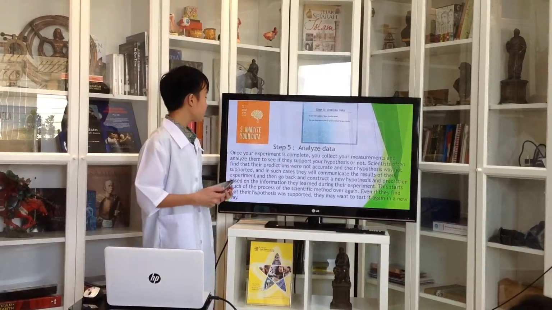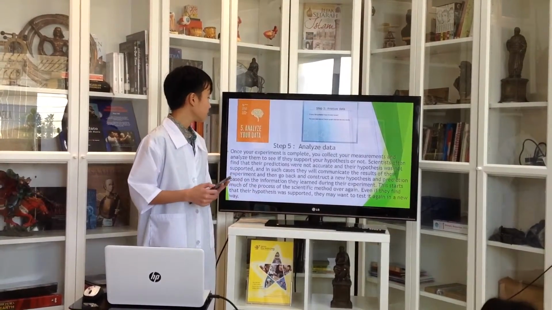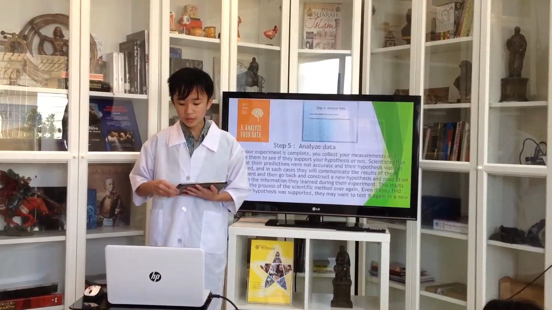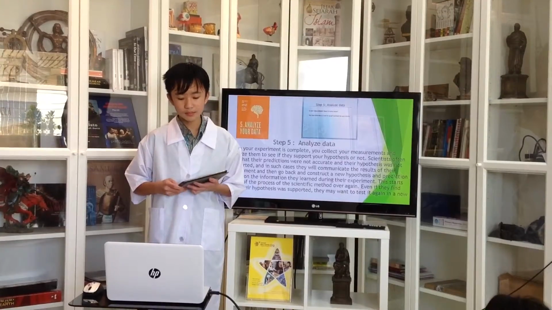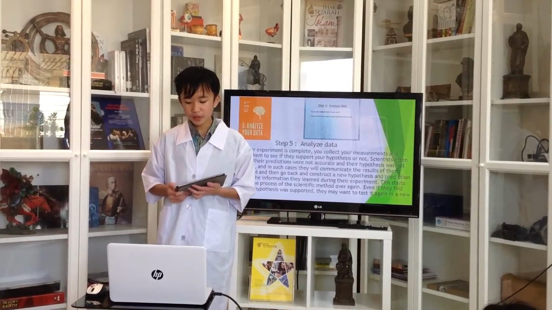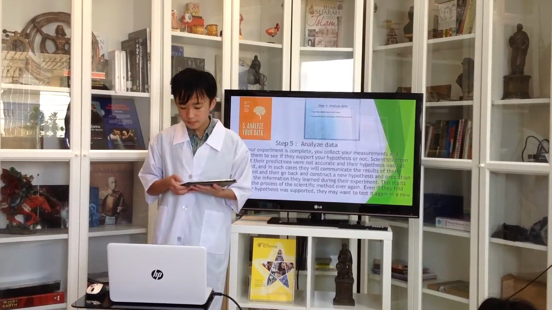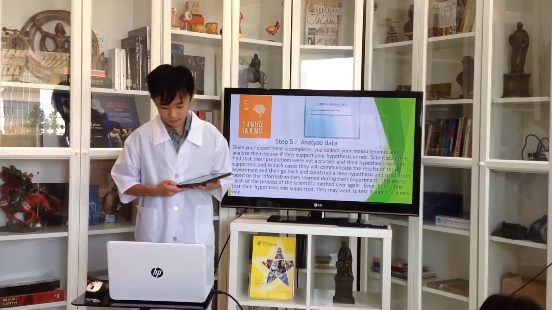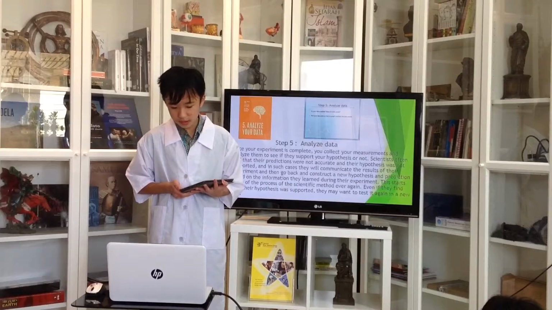The fifth step of the scientific method is about analyzing the data. Once your experiment is complete, you collect your measurements and analyze them to see if they support your hypothesis or not. Scientists often find that their predictions were not accurate and their hypothesis was not supported.